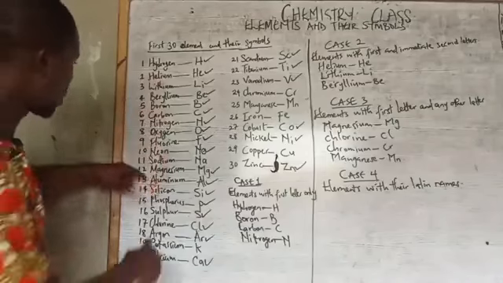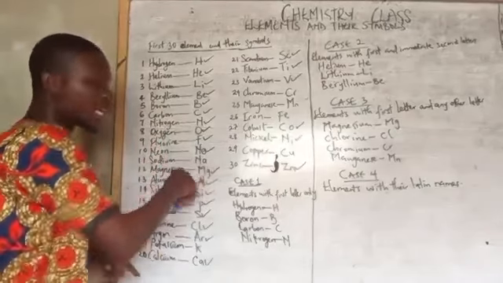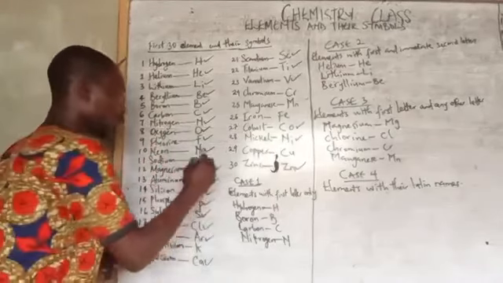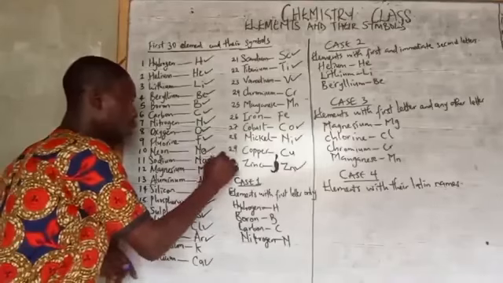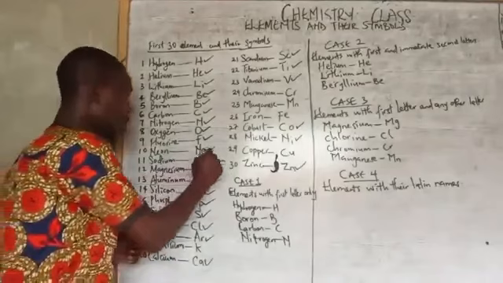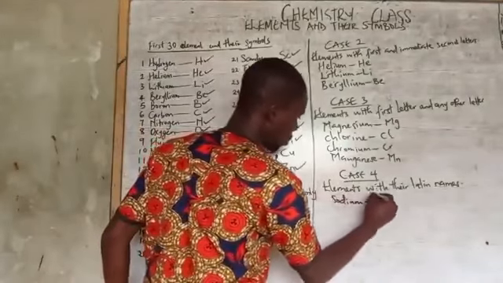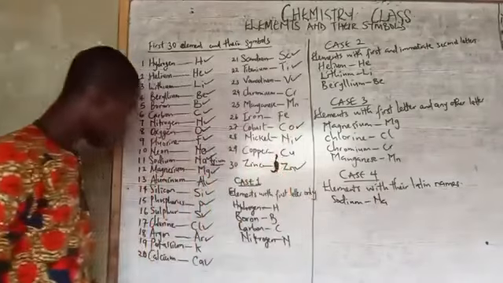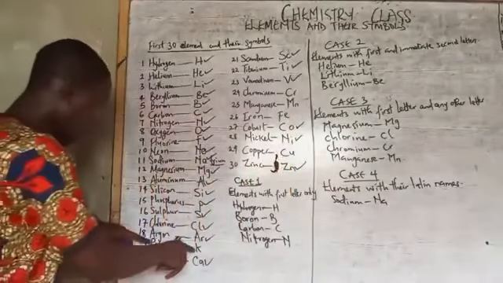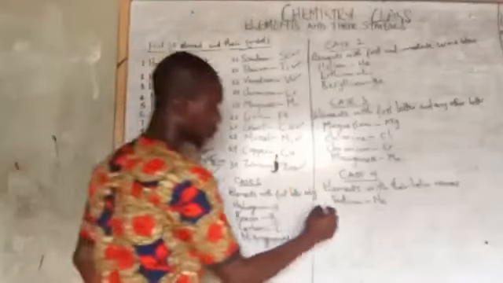Okay, we can see sodium. Sodium, this Na is natrium. Natrium. It's a Latin name for sodium. So sodium falls in case 4. And potassium. Potassium falls in case 4. Letter K. Potassium.